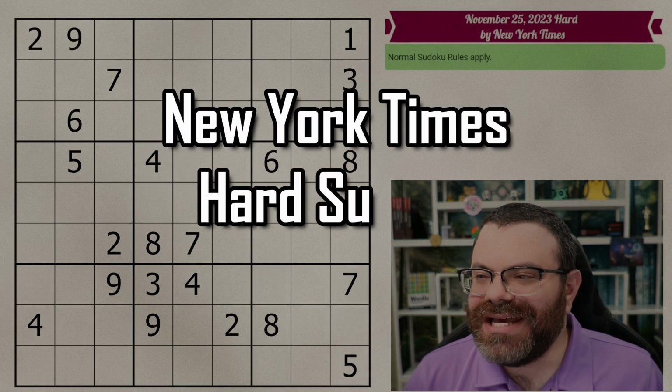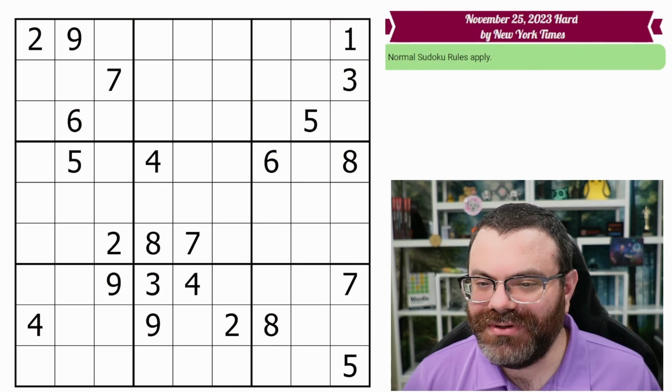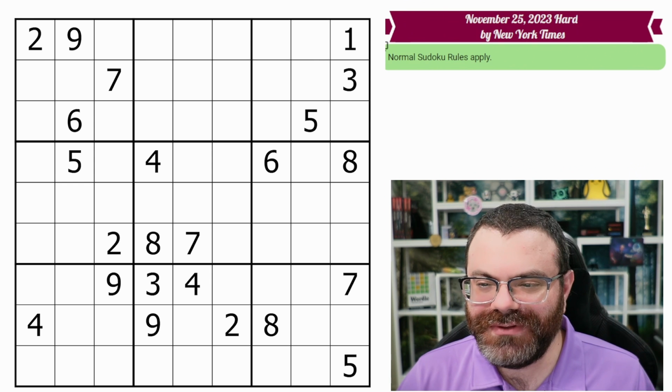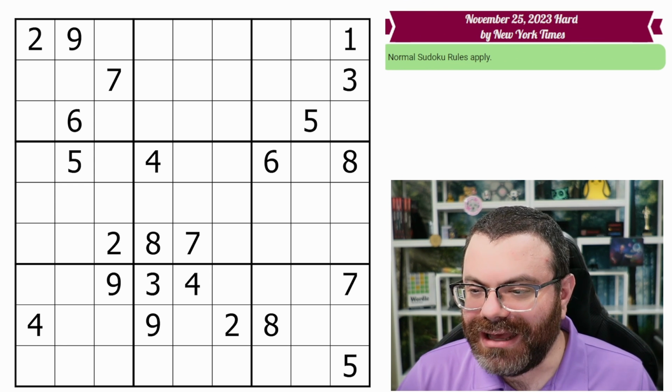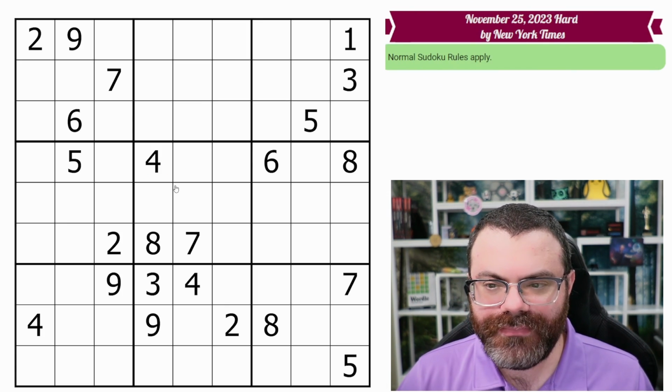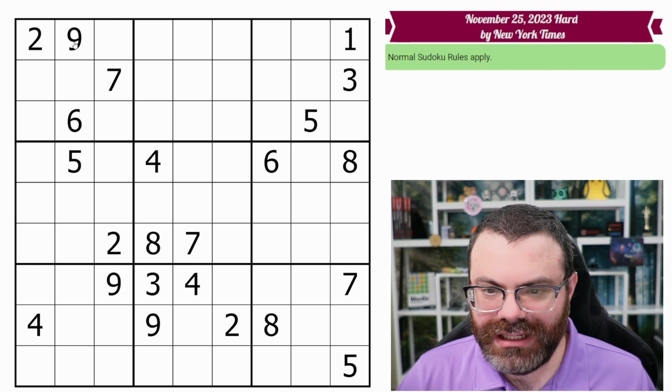Hello, let's do the New York Times Hard Sudoku for November 25th, 2023. There's a link in the description if you'd like to try the puzzle yourself, and I'm going to get started right now. All right, there are no repeated digits in the top band here.